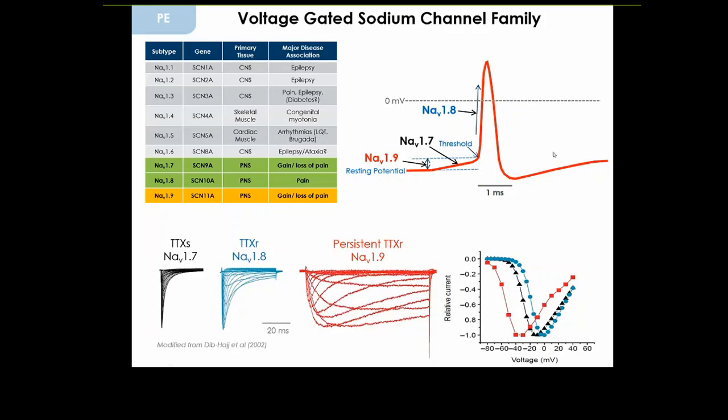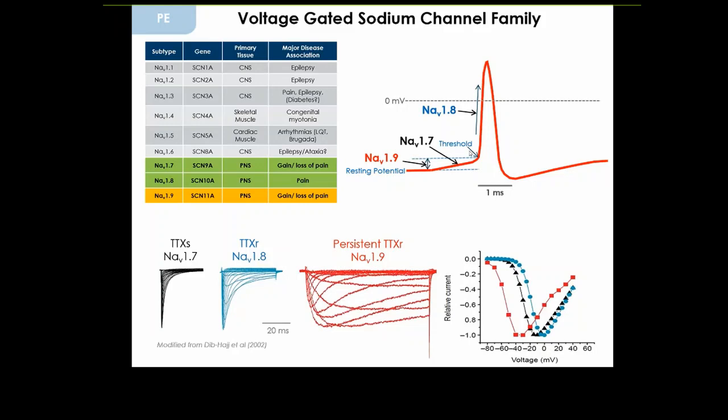Here is, very schematically, an action potential of a dorsal root ganglion neuron. It is assumed that the persistent current from NaV 1.9 doesn't play a role for the actual action potential, but is more a player for the resting membrane potential, whereas NaV 1.7, due to its very fast kinetics, is more influencing the action potential threshold, whereas the very depolarized activated NaV 1.8 channel is the predominant current for the upstroke of the action potential.